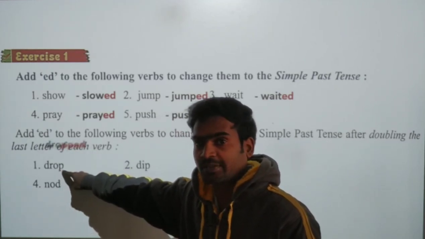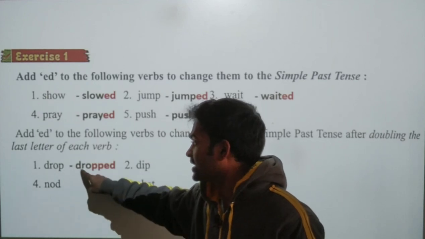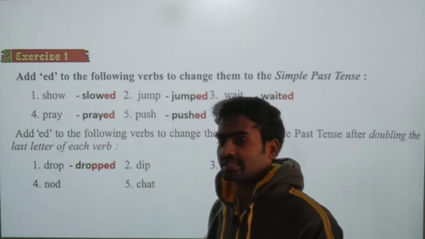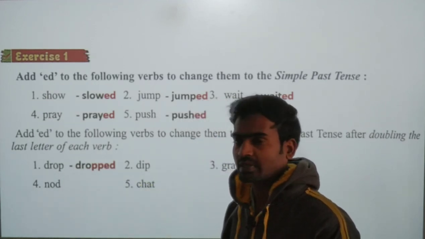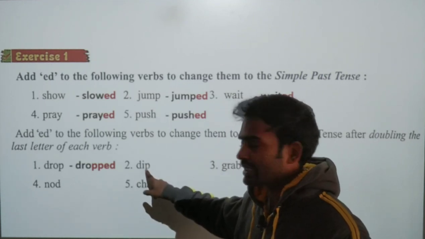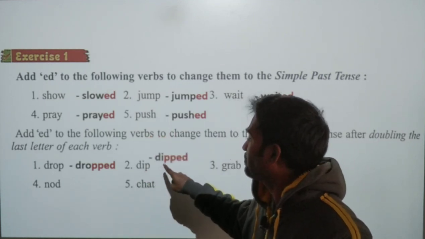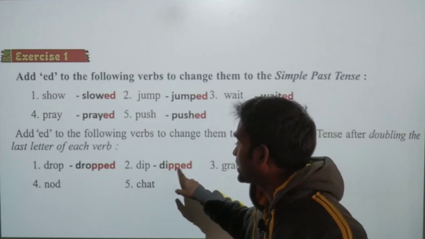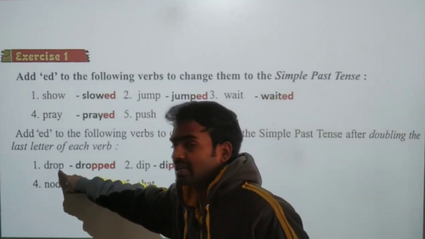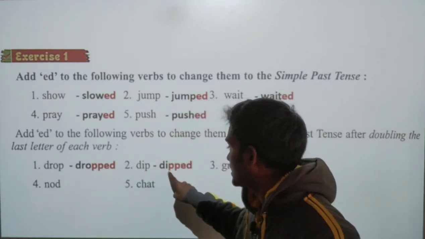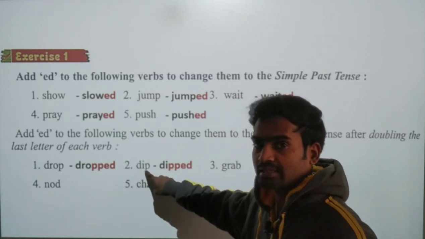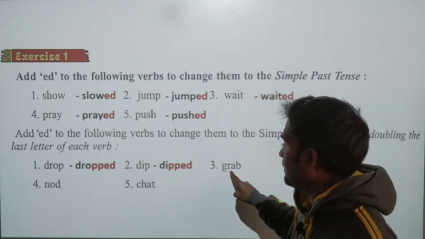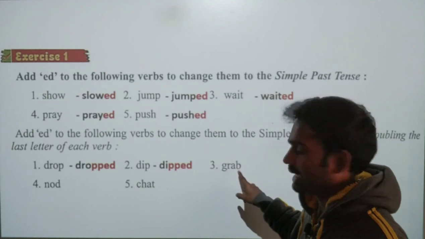Drop. So the answer will be dropped, D-R-O-P-P-E-D, dropped. And dip again comes D-I-P-P-E-D. We made it double of each last letter. Drop, double P. Here the last letter is P. And here, grab, G-R-A-B, grab.